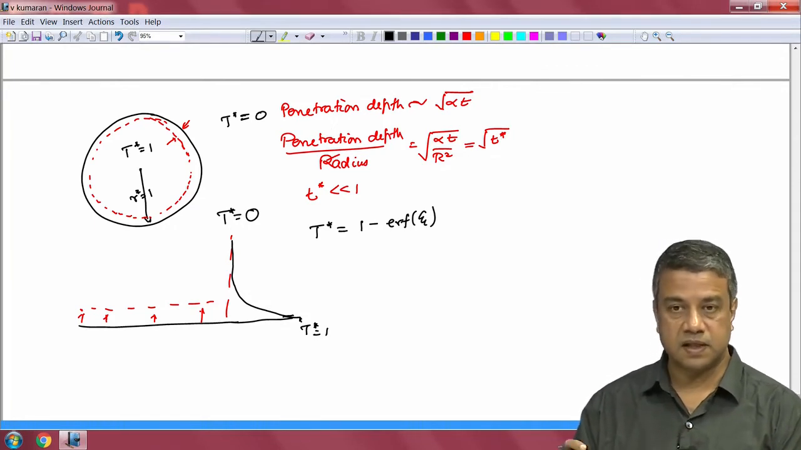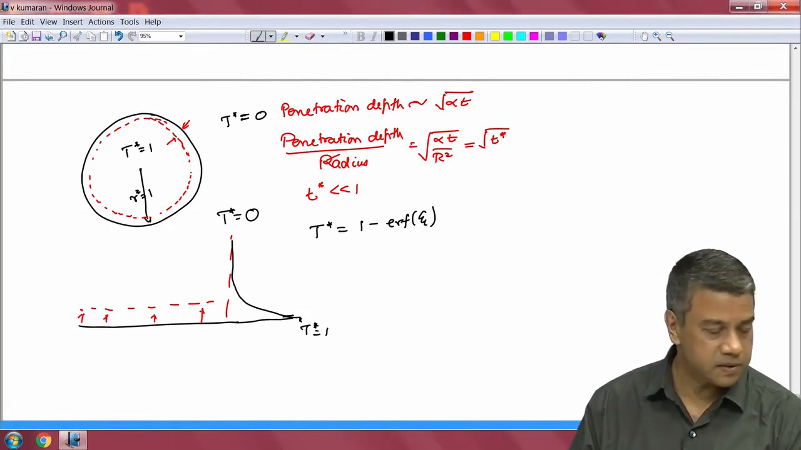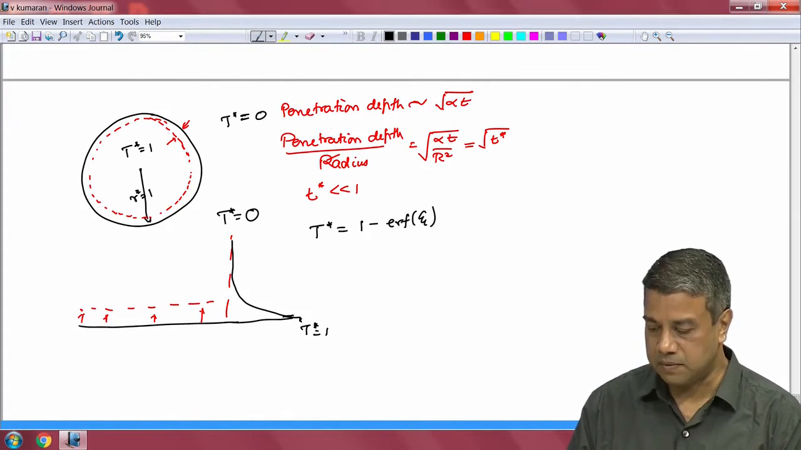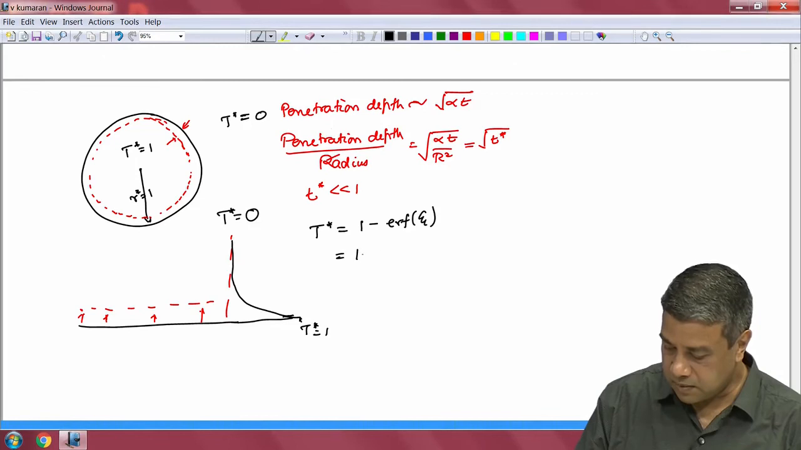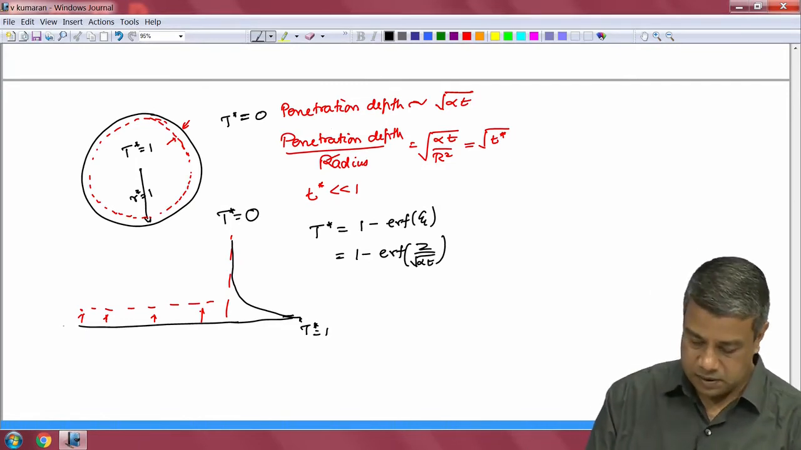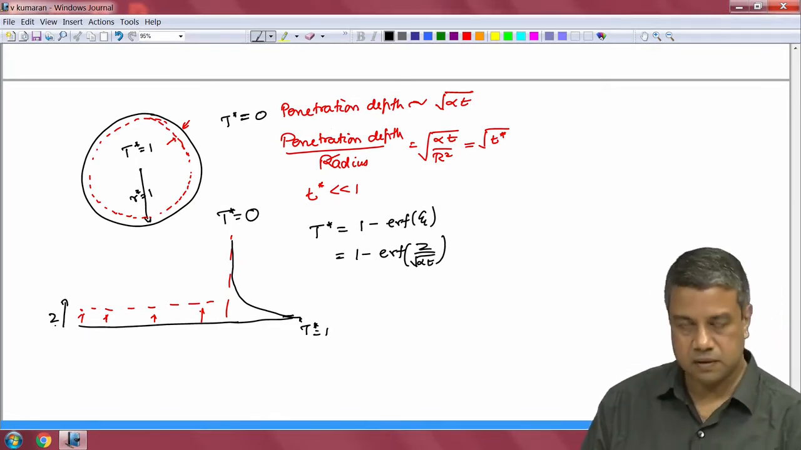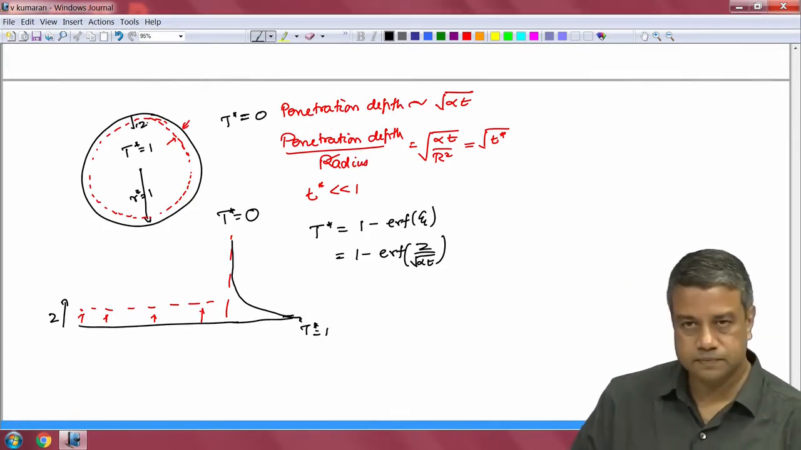Right, because if the thickness is much smaller than the radius of curvature, then it resembles the conduction into an infinite medium. Effectively, it resembles the conduction into an infinite medium, and this is the temperature, where psi is equal to 1 minus error function of z by root alpha t, where this is the coordinate z. That z coordinate expressed in terms of this is this one.